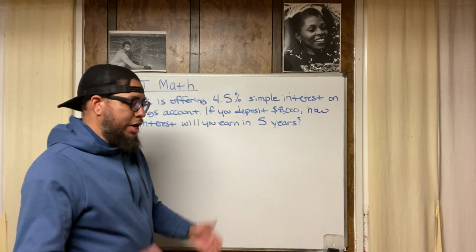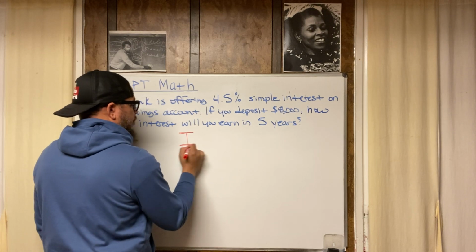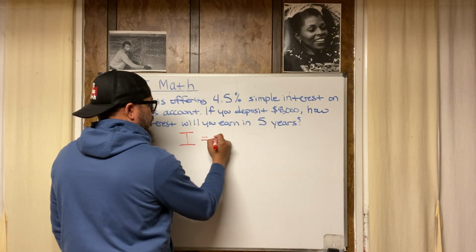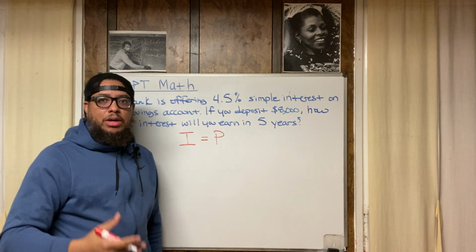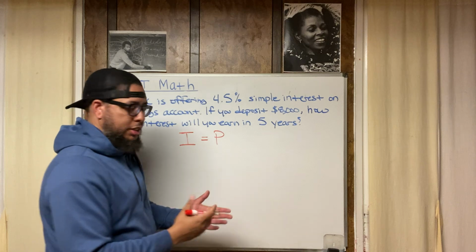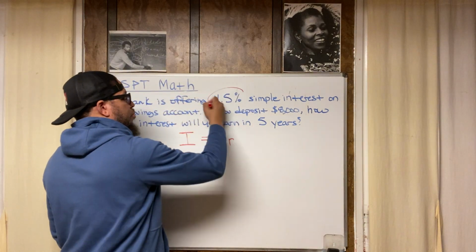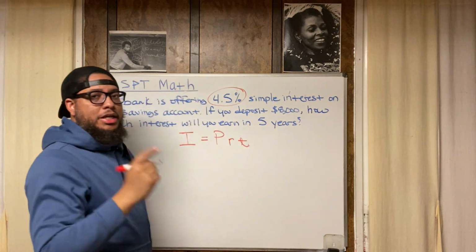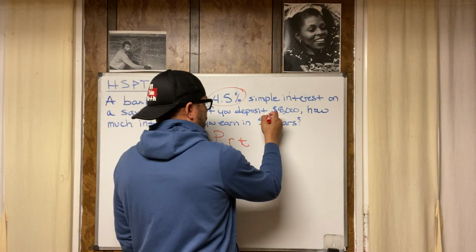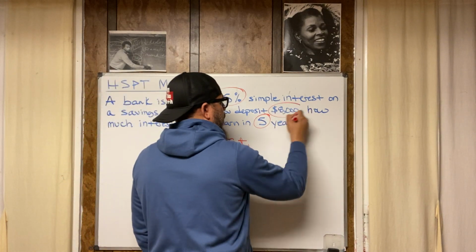So, simple interest, capital I stands for the amount of interest earned, is equal to capital P. P stands for the principal. The principal is the original amount that was invested or deposited in this case. Times R. R is the interest rate. Interest rate is 4.5%. Times T. T is the time in years, which is 5. All right. Principal, might as well circle that too.